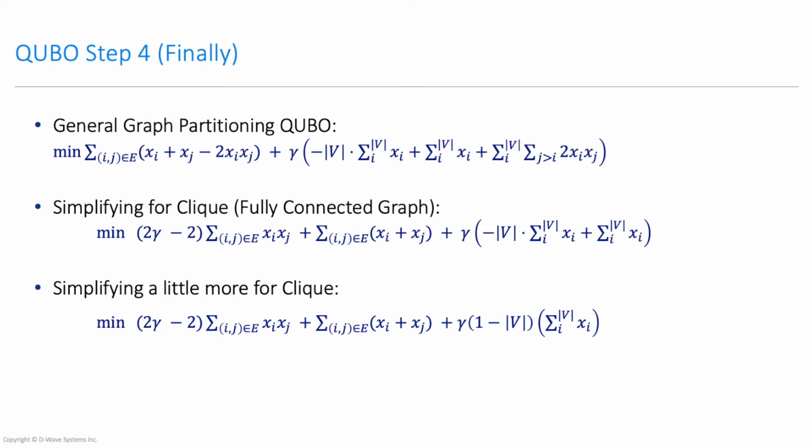So we end up with a general graph partitioning QUBO at the top. When I merge all the terms that I've got, remember I had some with the minus v term coming in the sum multiplied in the constraints. I can simplify for a clique, which is the name of a fully connected graph. So a clique is a graph where any node has a direct coupler or connection to any other node.